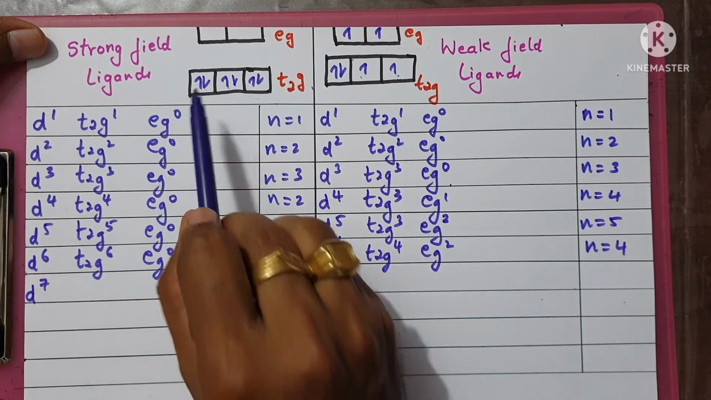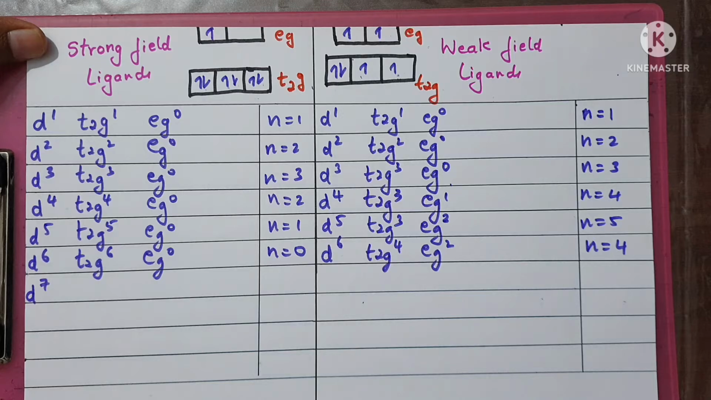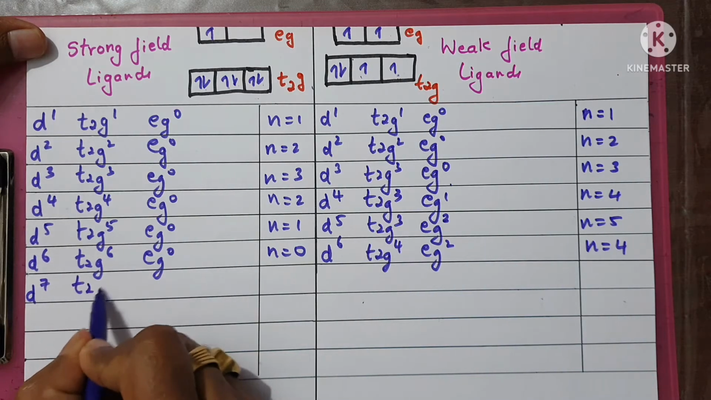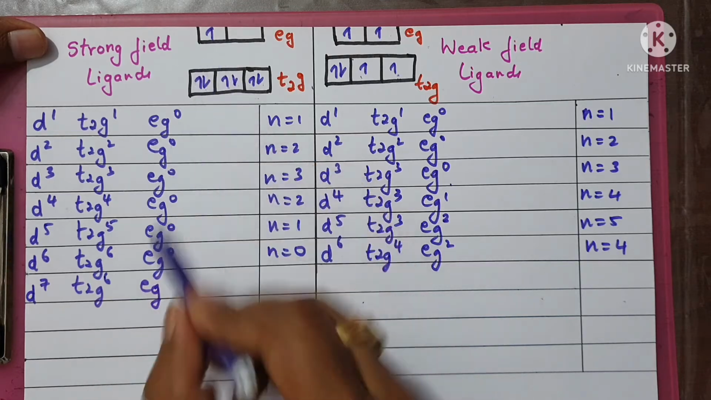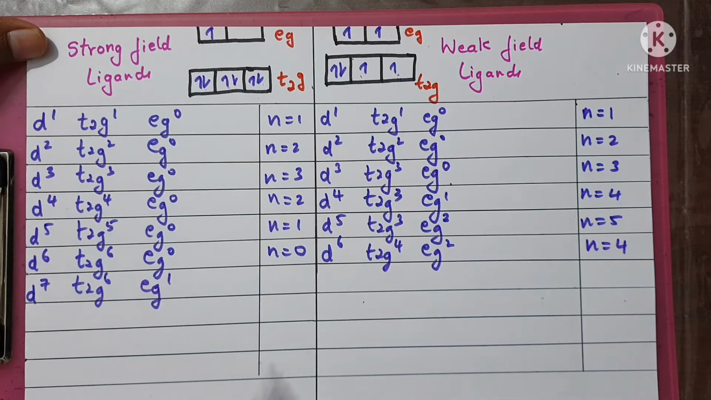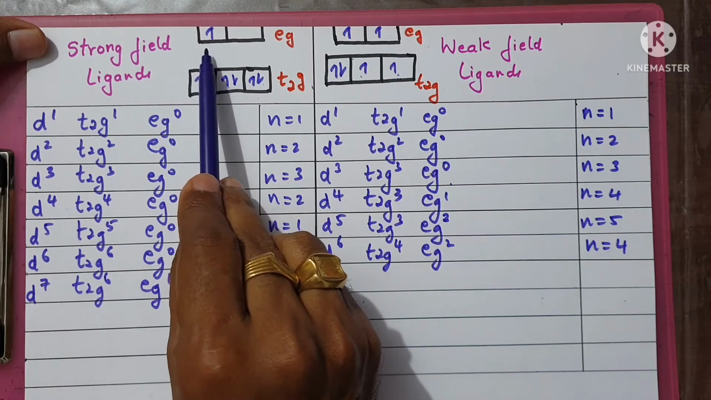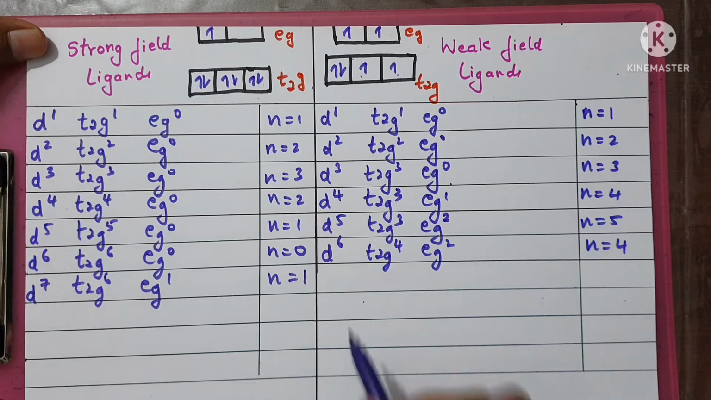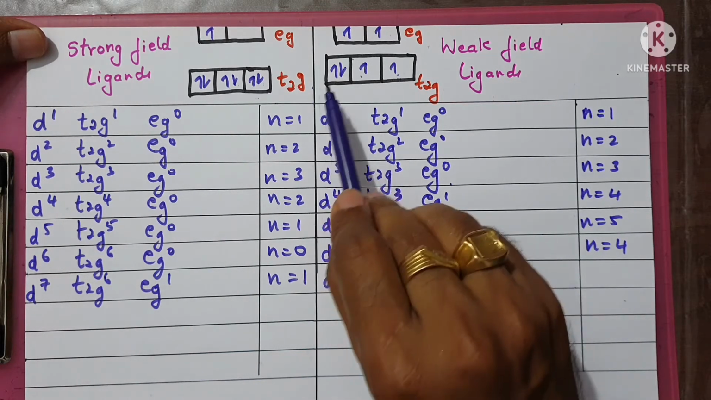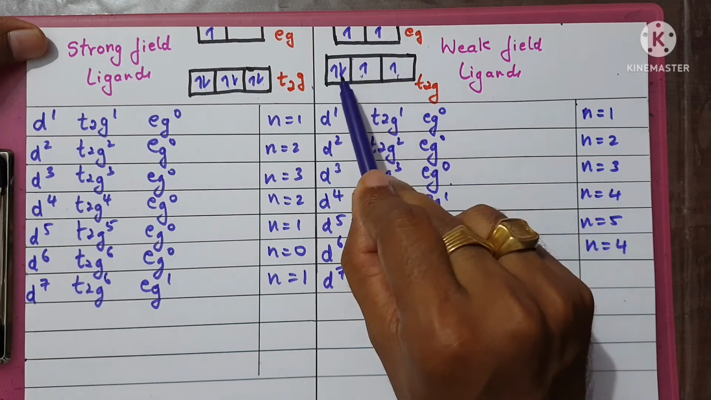I'll go for d7. d7. 1, 2, 3, 4, 5, 6, 7. The seventh one will move up. So I'll write here t2g6 and eg is how many electrons? 1. How many unpaired electrons can you see here? It is 1 unpaired electron. I'll write n is equal to 1. I'll try for d7 now. d7, 1, 2, 3, 4, 5, 6, 7.